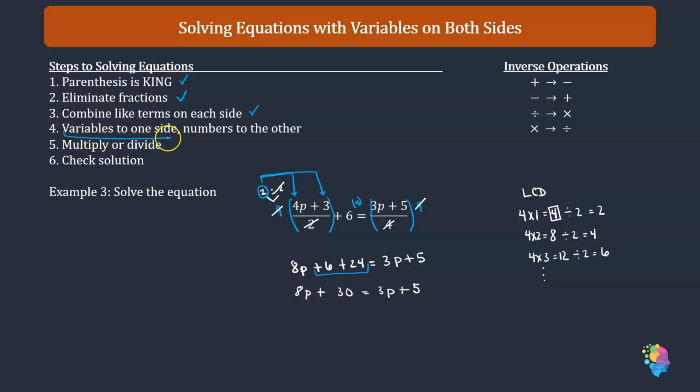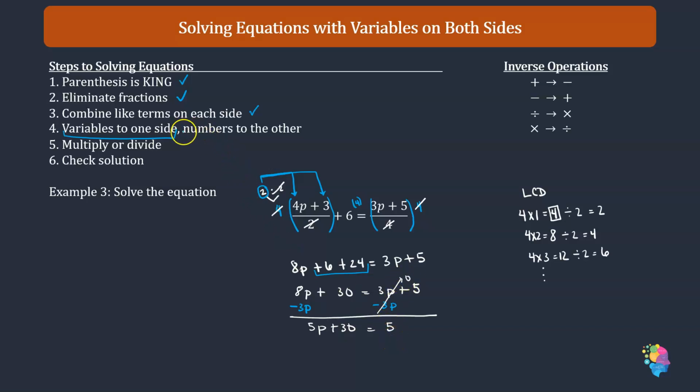Let's move the variables to one side. I'm going to go back to what I know. I'm going to move this positive 3p all together. I don't want to separate the 3 from the p. So this is a positive 3p. I'm going to subtract it. I subtract because I'm bringing the 3 with the p. I'm bringing the full term. 8p minus 3p is 5p plus 30 is equal to, well, that is 0, just 5 alone.